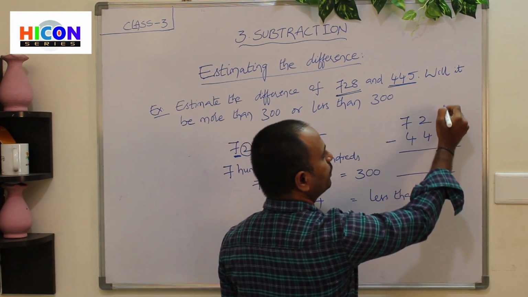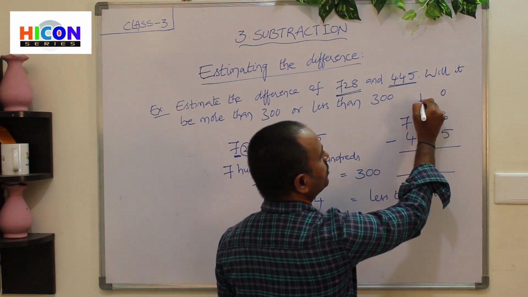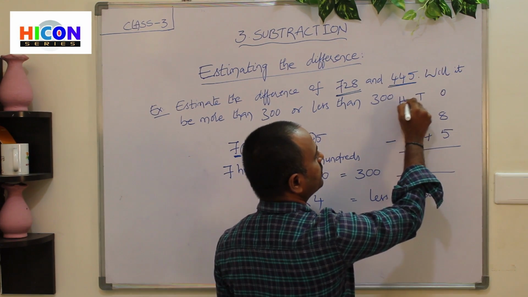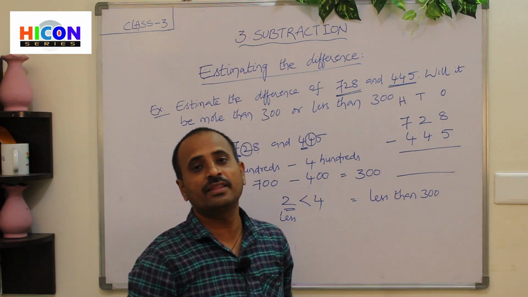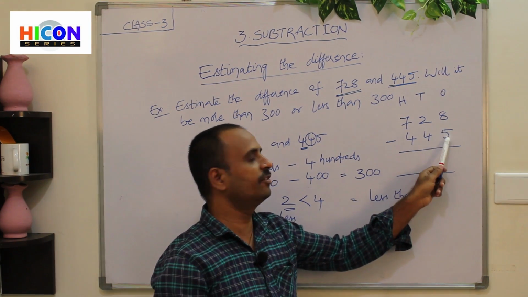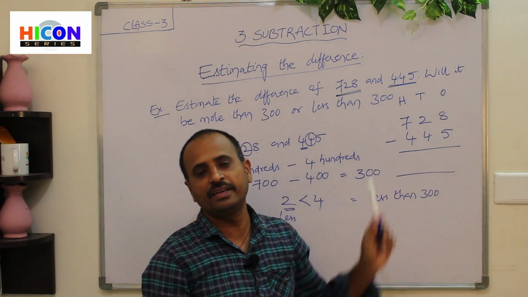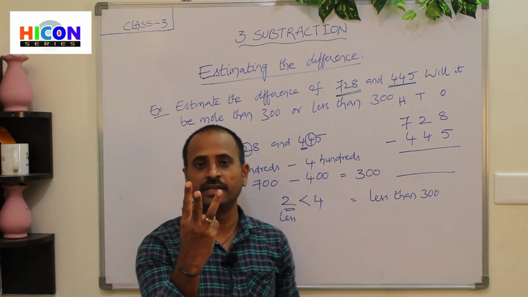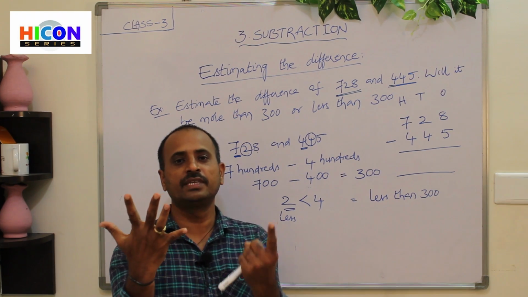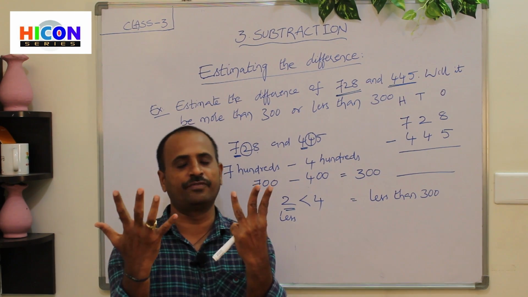So this is ones place and this is tens place, this is hundreds place. Now start subtraction from ones place. What are the digits present in ones place? 8 and 5. What is the first number here? 8. So open 8 fingers of your hand. 1, 2, 3, 4, 5, 6, 7, 8. These are the 8 fingers.